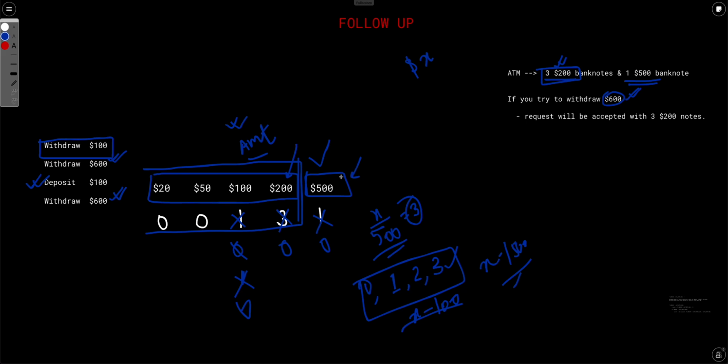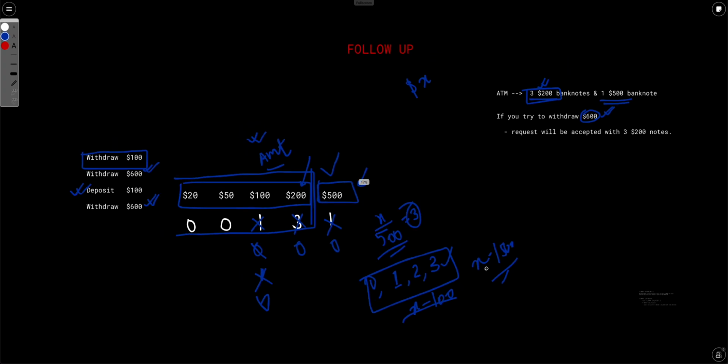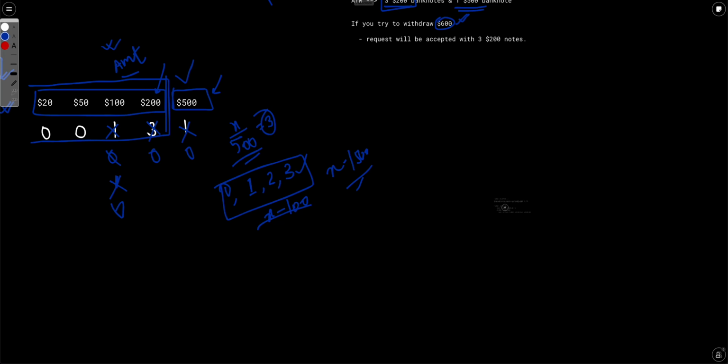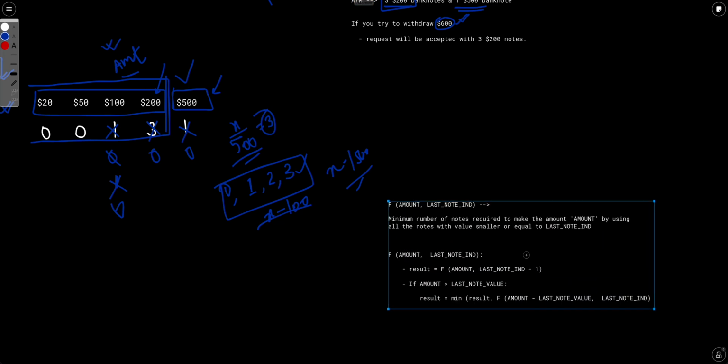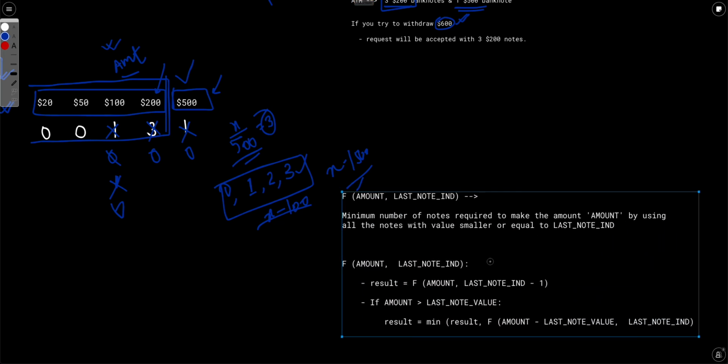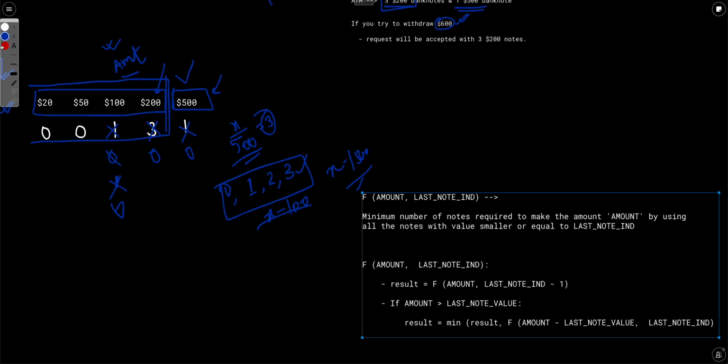500 is not there. So hope you can see the recursion here. Now as soon as you can see the recursion, we can just write the recursive formula. The recursive formula would look something like this. As discussed, we can do two things.